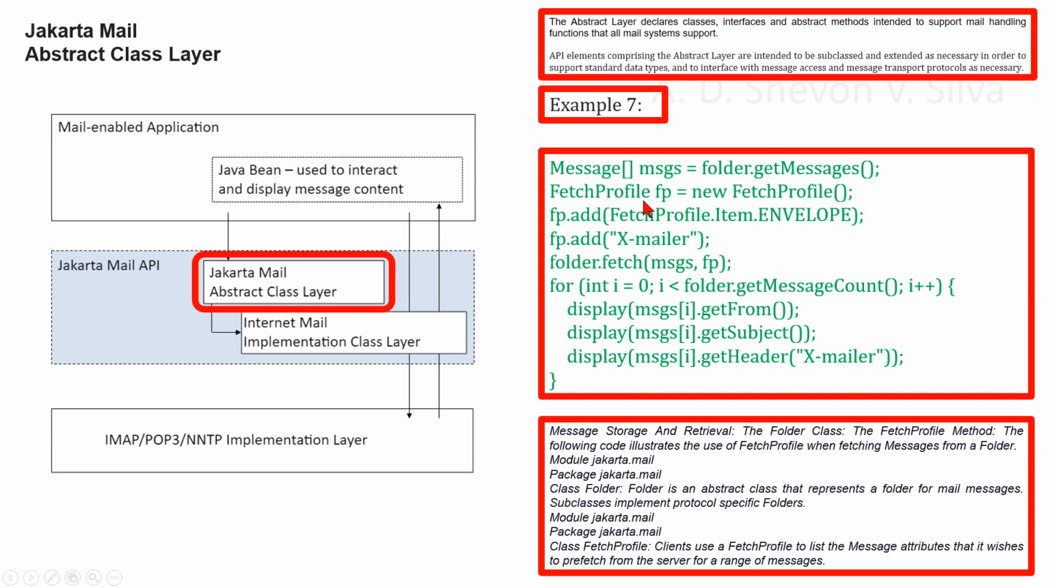The class FetchProfile in package jakarta.mail in module jakarta.mail. Clients use a FetchProfile to list the message attributes that they wish to prefetch from the server for a range of messages. The Message objects returned by a Folder object are expected to be lightweight objects. Invoking get methods on a Message causes the corresponding data items to be loaded into the object on demand.